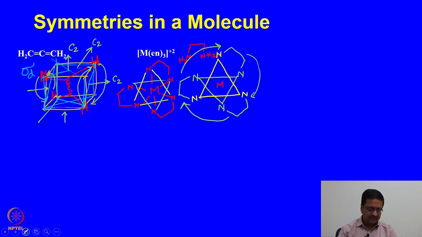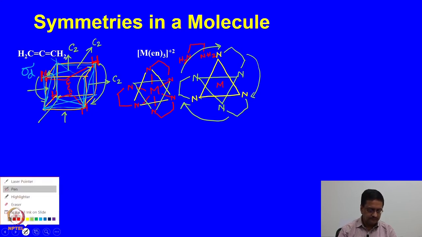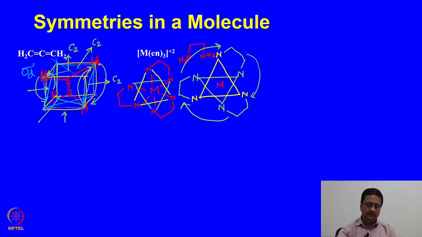In addition to this threefold, what we have? You can easily see that passing through the metal, in between the two triangles, there is a C2. Similarly, there is a C2 like that, and there is a third C2 going like this.